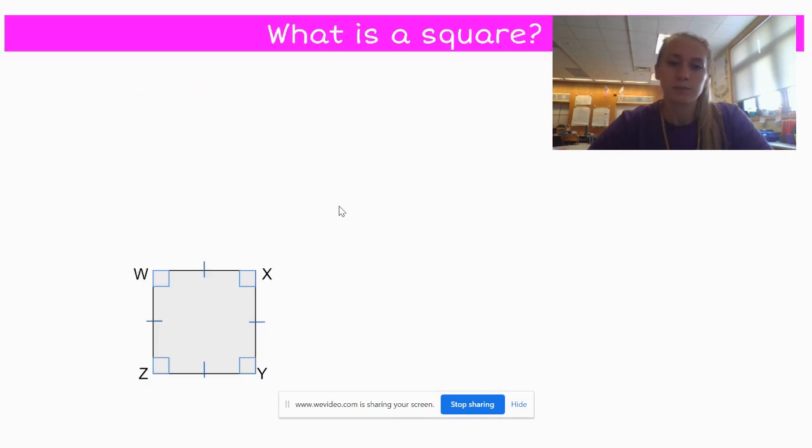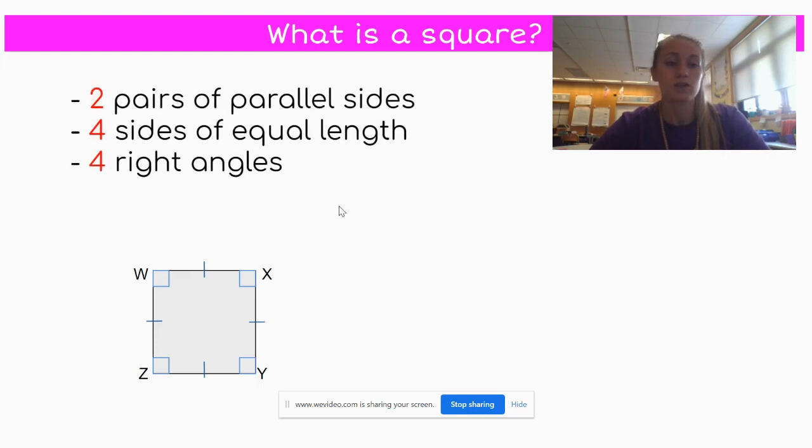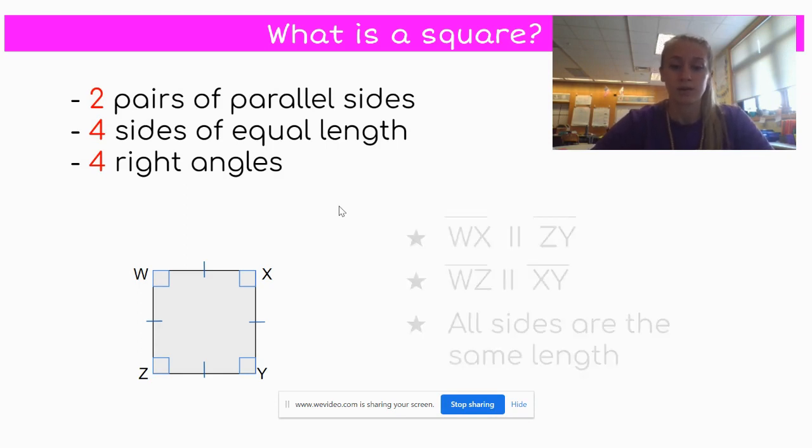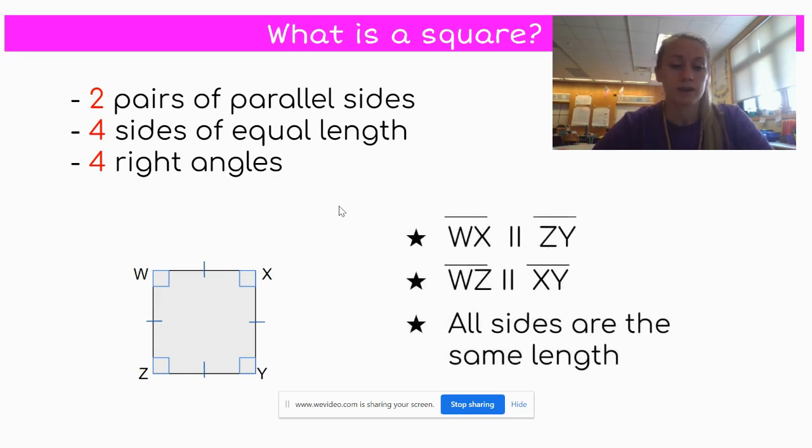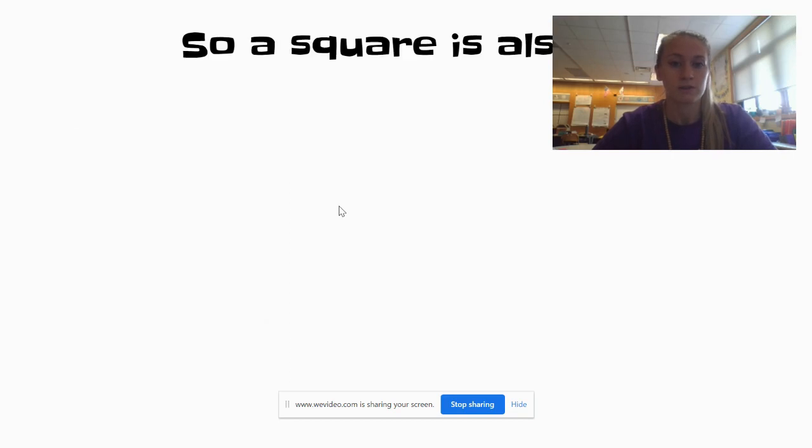So what is a square? Well, a square has 2 pairs of parallel sides, 4 sides of equal length, okay, similar to our rhombus, but a square has 4 right angles. So that's the difference between a square and a rhombus. Notice we have XY and ZY are parallel and the same length. We have YZ and XY that are parallel and the same length, and all sides are the same length, and we have 4 right angles.